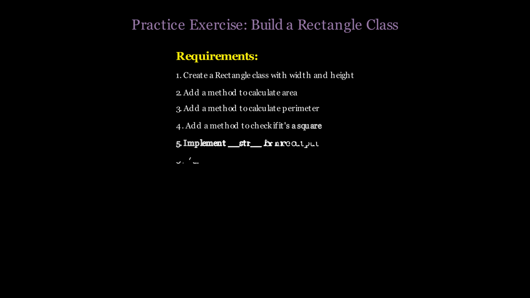Create a rectangle class with width and height attributes. Add methods to calculate area and perimeter. Include a method to check if the rectangle is a square. Implement __str__ for readable output. Validate that dimensions are positive numbers. Try it yourself before seeing the solution.